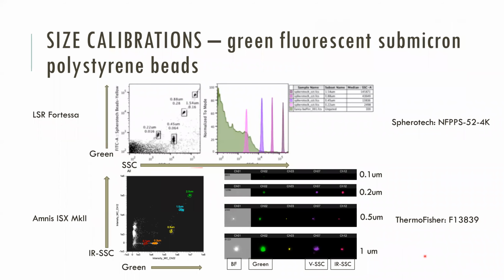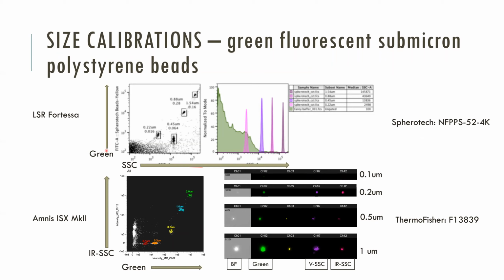So the first thing that you're going to need to do for detection of submicron particles on the AMNIS system, or on any cytometer, is to use a submicron sizing particle. In this case, what I'm showing you are green fluorescent submicron polystyrene beads. These are commercially available. We've used two different suppliers, Spherotech and Thermo. I've included the catalog numbers here for anybody who wants them.